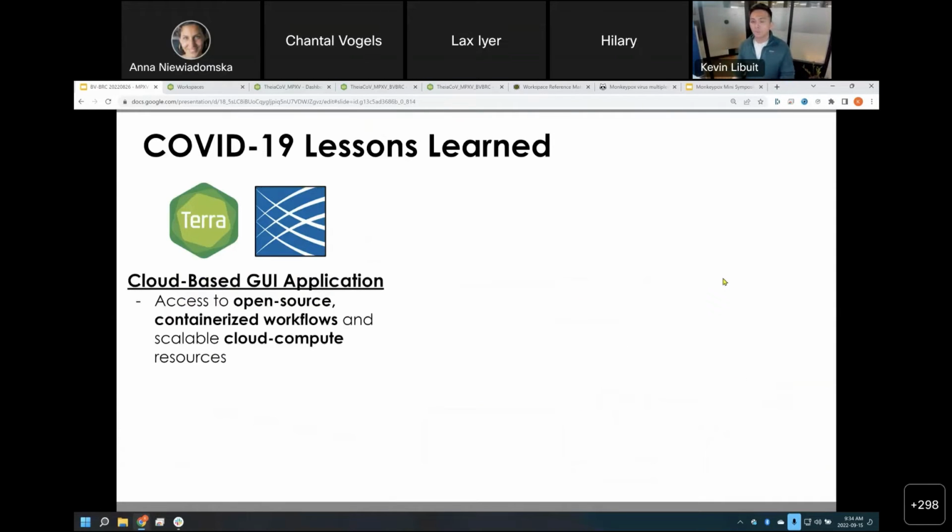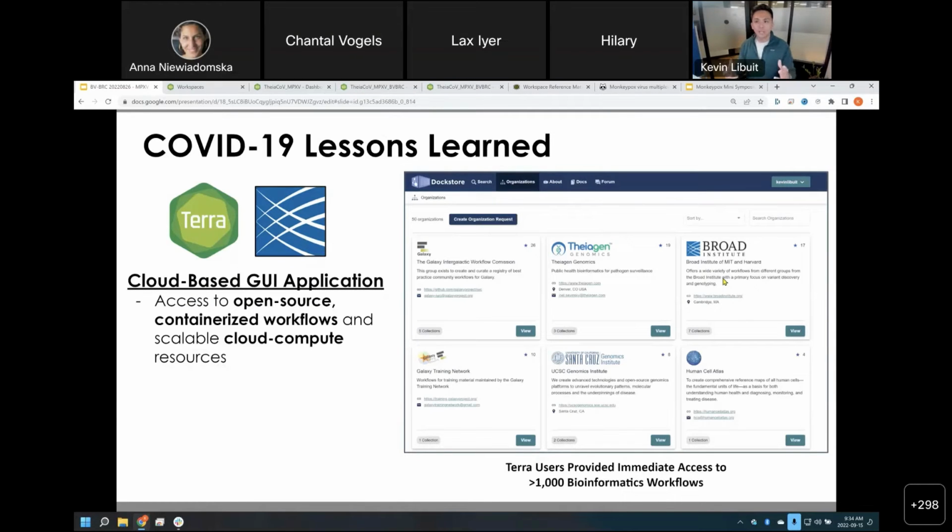And one other iteration of this that we found incredibly helpful for addressing a lot of public health needs is the use of a platform called Terra. So this is a platform developed and supported by the Broad Institute of MIT and Harvard that captures this model of open source containerized workflows and scalable cloud compute backend. Some of the major features of this is it's an inherent connection to the GA4GH's workflow repository called Dockstore. So anyone who has access to Terra is innately connected to thousands, or at least over 1,000 bioinformatics workflows supported by different major institutions across both academic and industry for a whole wide variety of bioinformatics applications.